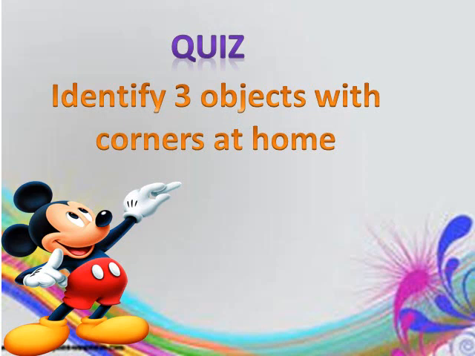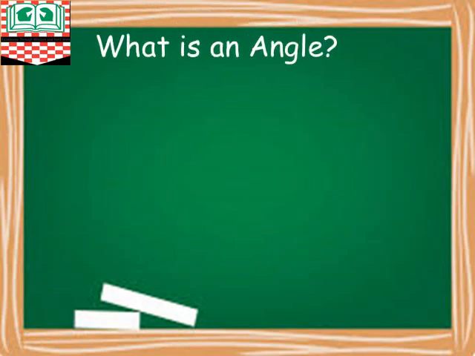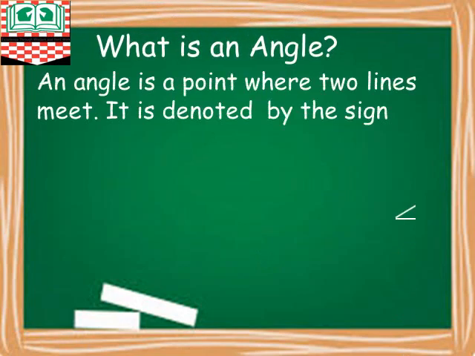Shall we continue? Okay, you can see the corner. This is called the vertex. This part is called the vertex. And these two lines form an angle there. Okay. Now, what is an angle? Because our topic is angle.